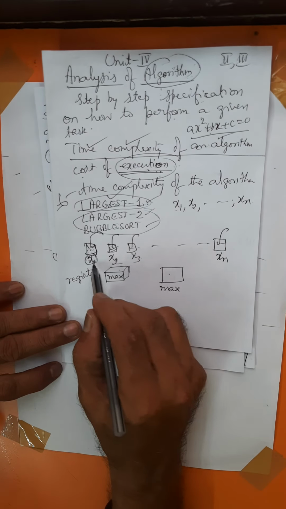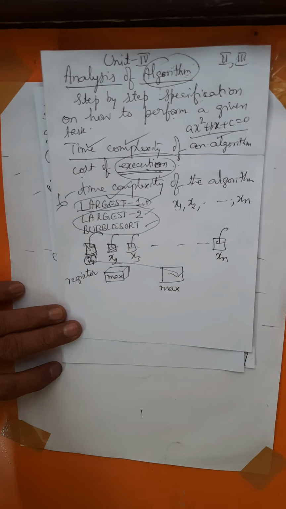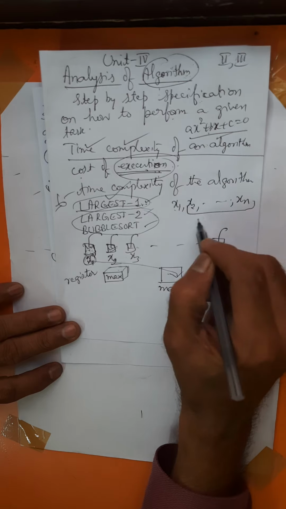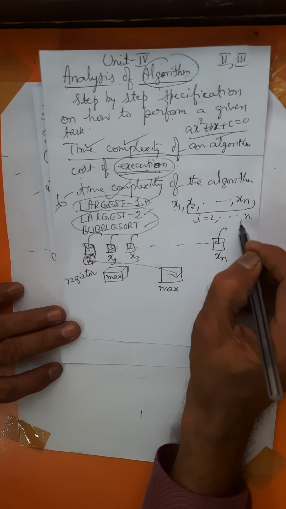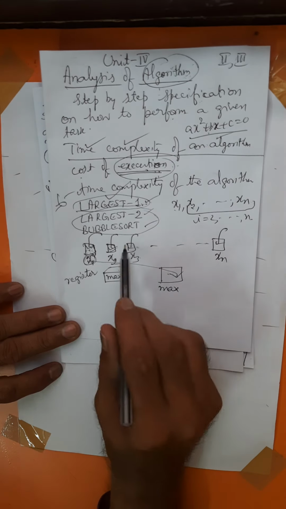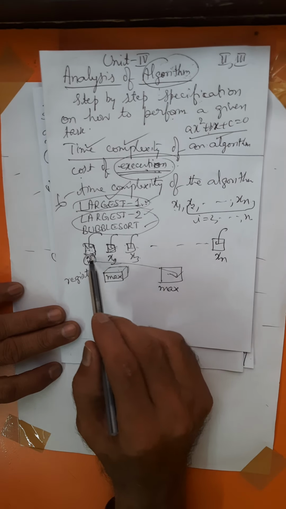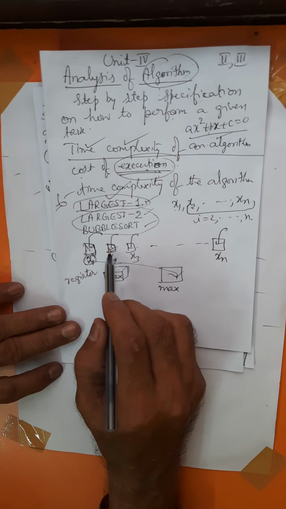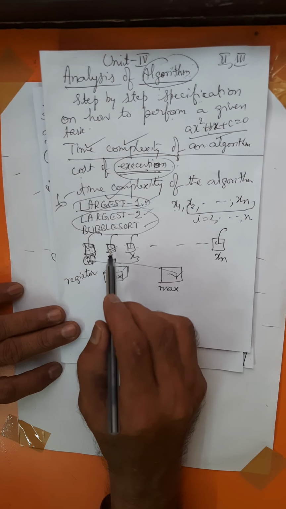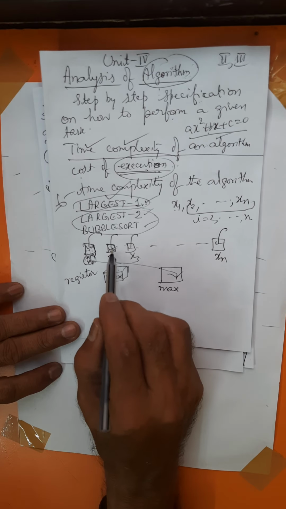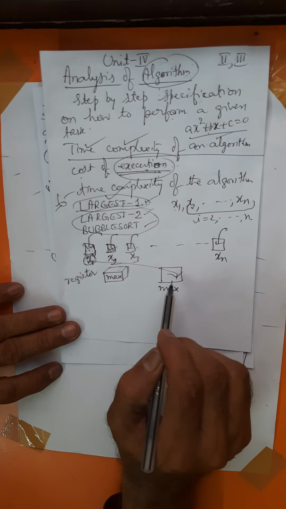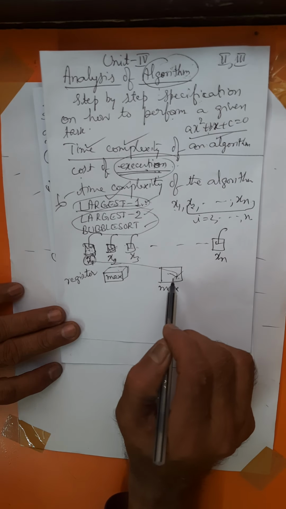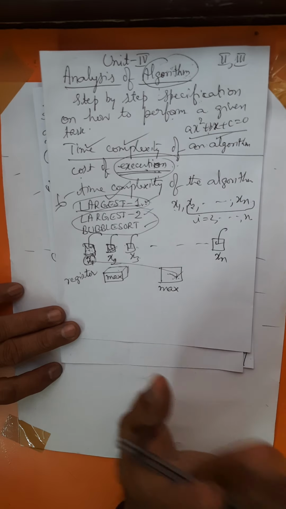Take the value in x1 and put it in max. Next, for i equal to 2 to n, compare max with each of the registers. In this order, compare the value in max with the value x2. If x2 is larger, move this value to the register max. If x2 is smaller than the value here, do nothing.